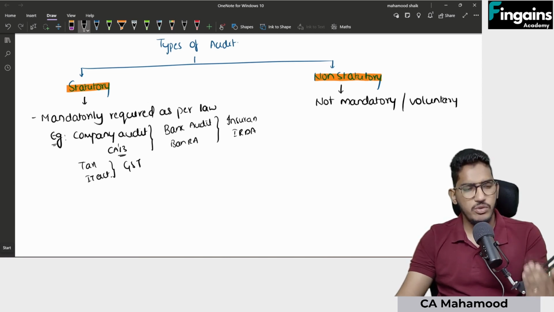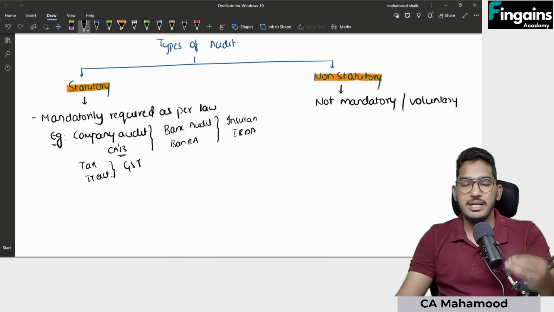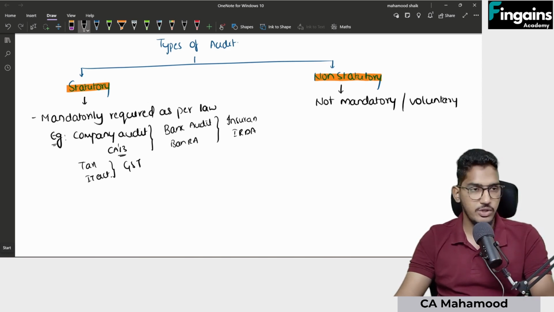Why voluntary? Because the client, out of his own choice, is coming even without any requirement of law and getting the accounts audited. So that's why we call those audits non-statutory or voluntary audits. Sir, any examples for this?